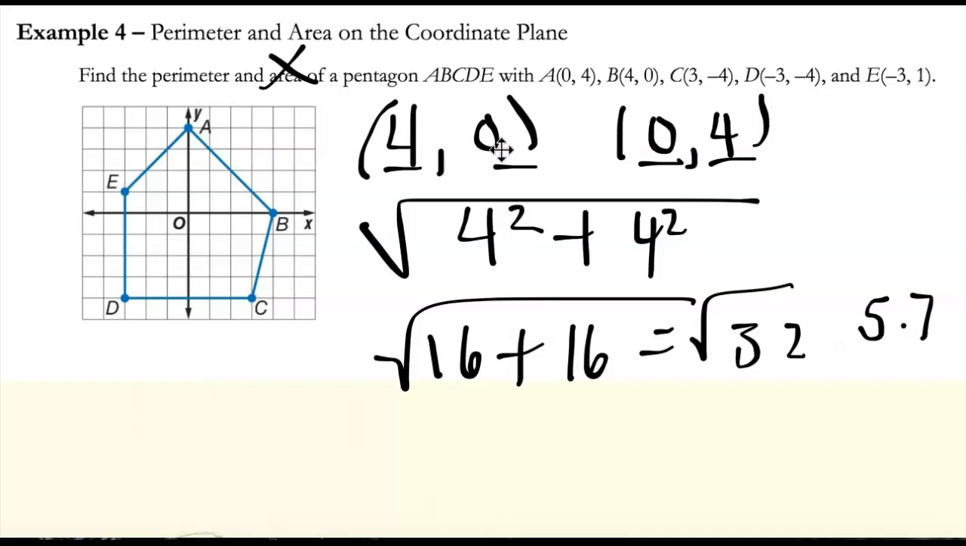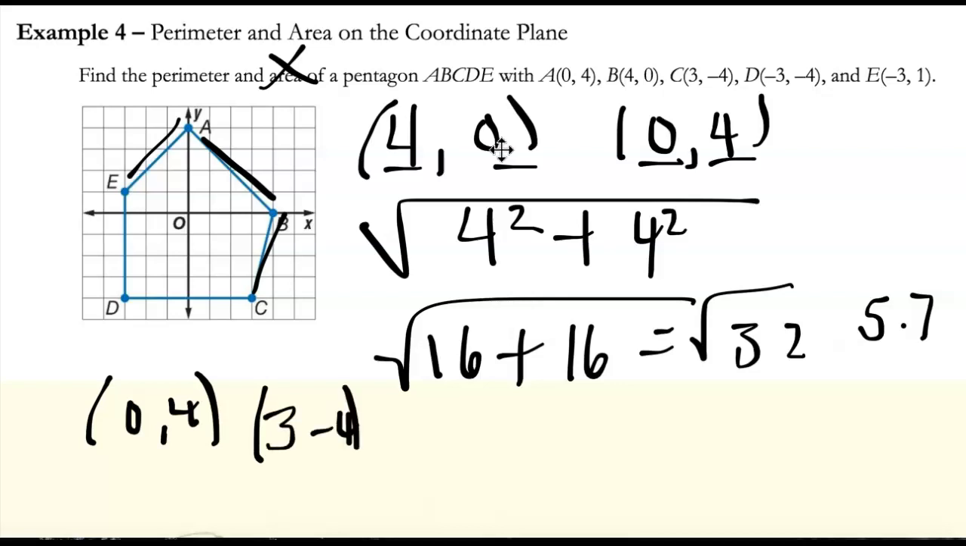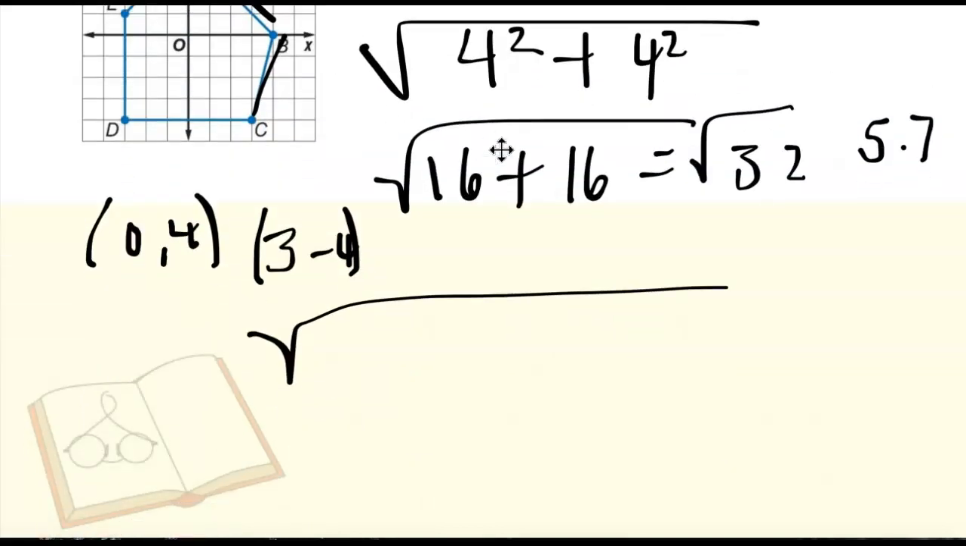So we got those two done. We have this one over here done. We have this one over here done. We just need to do this one. So on that one, we're going to use point B again, which is 0, 4. Then we're going to use point C, which is 3, -4. And again, we're using the distance formula.